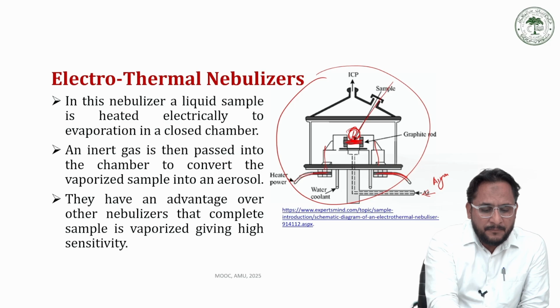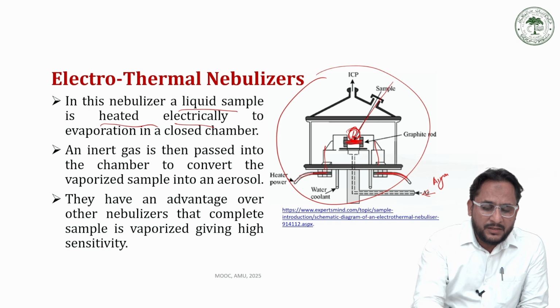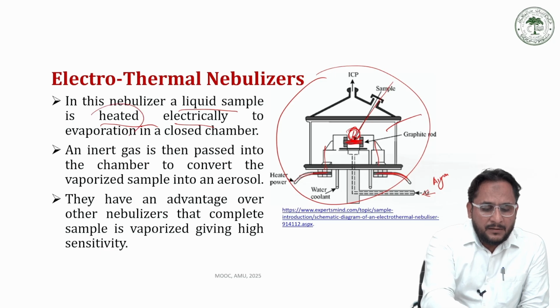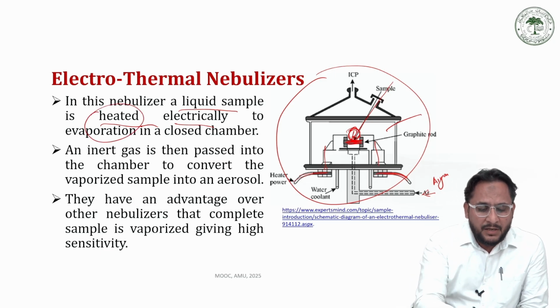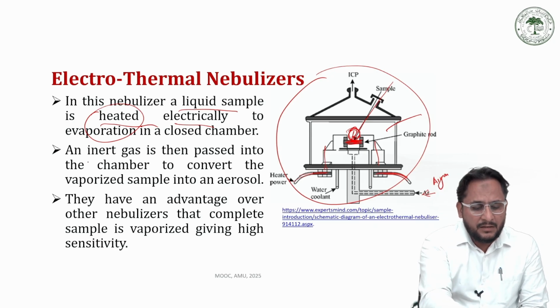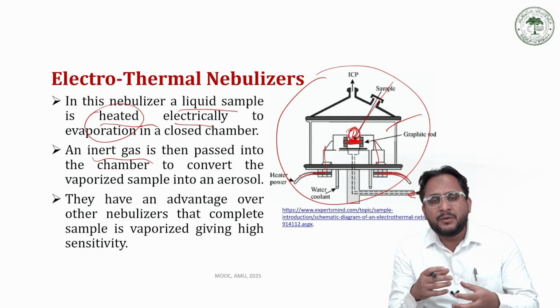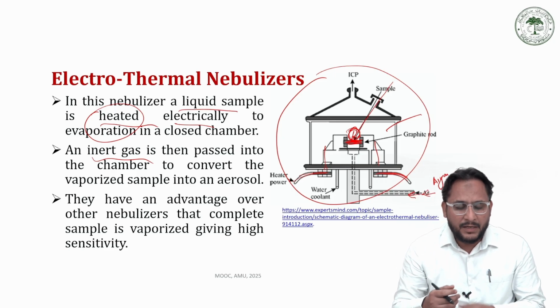As you can see, a liquid sample is heated electrically, so an electrical signal is required. We have electrodes placed in this nebulizer that create high voltage, resulting in a heating effect which causes vaporization of the sample. The moment the sample is vaporized, it forms vapors and inert gas is entered from the bottom, which mixes with the vaporized sample, converting it into an aerosol.